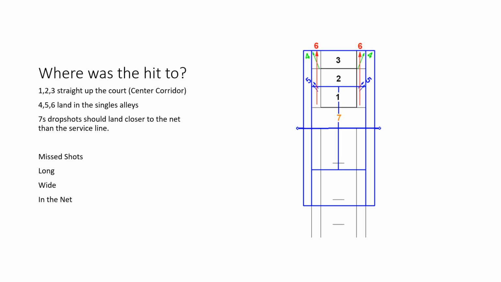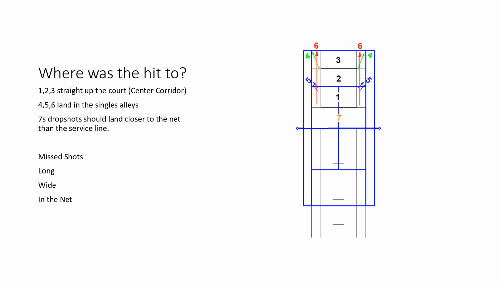One, two, three up the middle, that's what we call the center corridor. One's a short, twos are mediocre shots, and threes are good deep shots that land closer to the baseline. This is where good players hit the ball more often. Fours are diagonal shots, either cross court or inside out. And fours land in what we call the singles alley. Singles alley is the same width as a doubles alley.